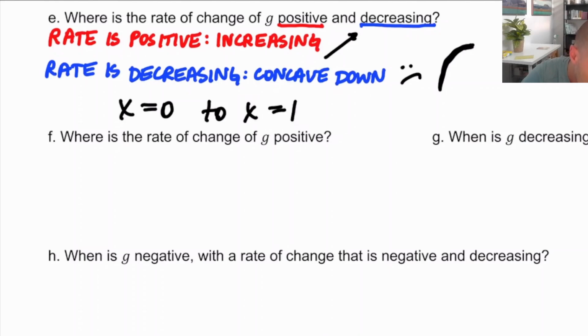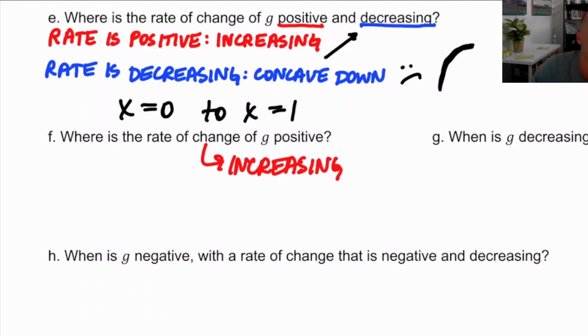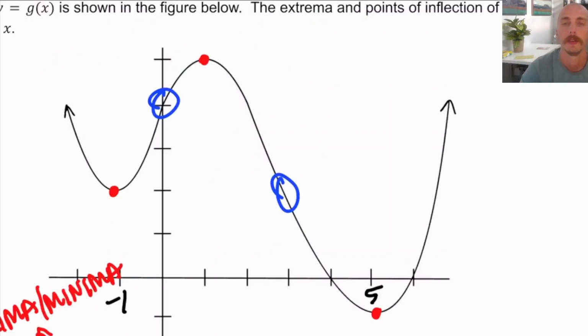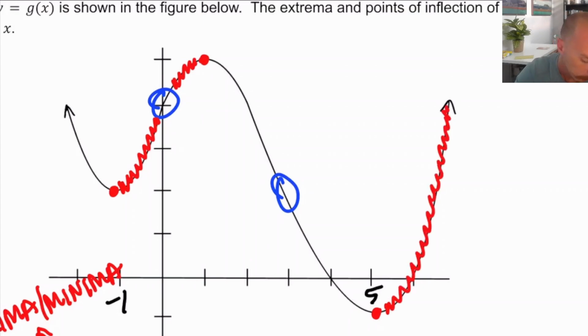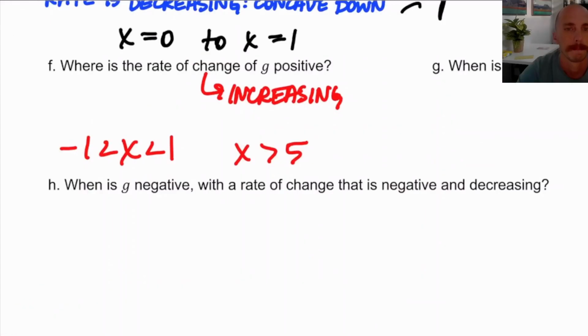Where is the rate of change of g positive? Okay, rate of change of g is positive. I just said that up there. That means it's increasing. So I'm moving from left to right on the graph and looking for where I'm going uphill. And that's the eraser. Okay, I'm just going to be going uphill here, through the point of inflection and up there, and after x equals 5. Okay, so that's going to be from -1 to +1, about, and 5 to infinity.